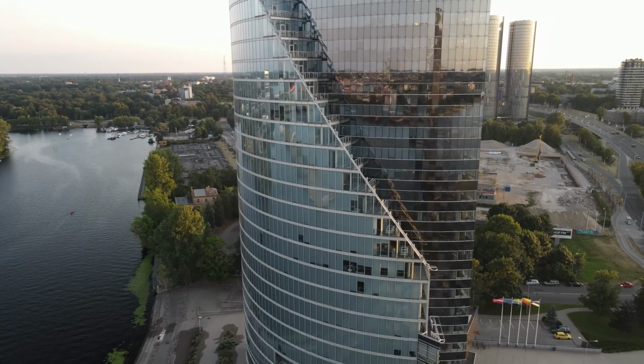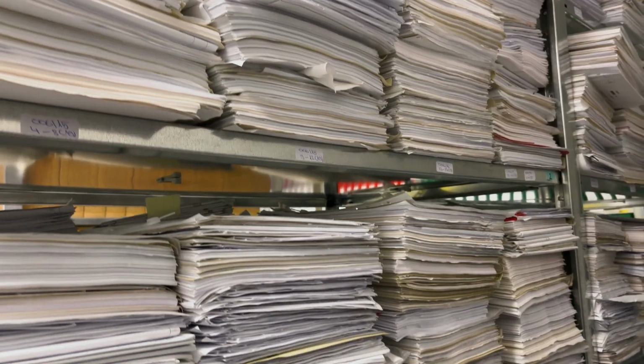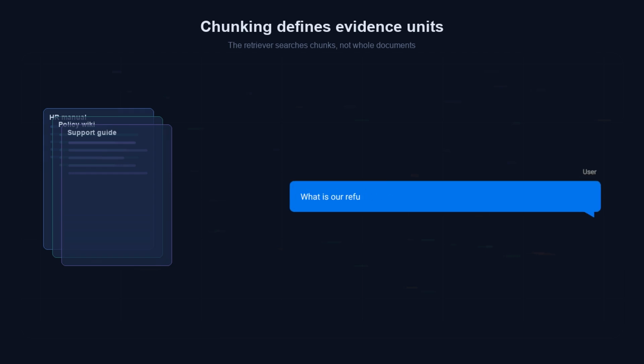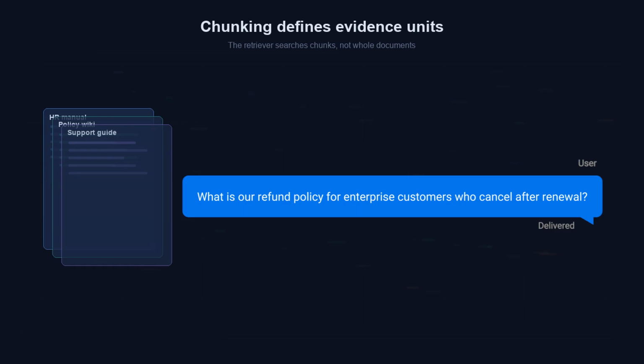Let's start with the basic problem. Let's use an example where a company has thousands of internal documents, like policies, contracts, support tickets, etc. Now, let's say a user asks, what is our refund policy for enterprise customers who cancel after renewal?